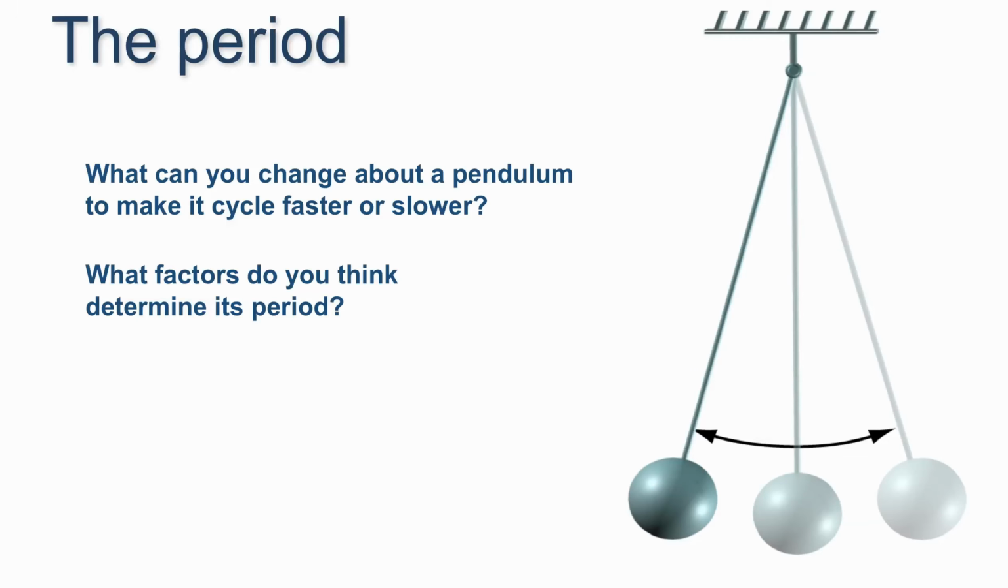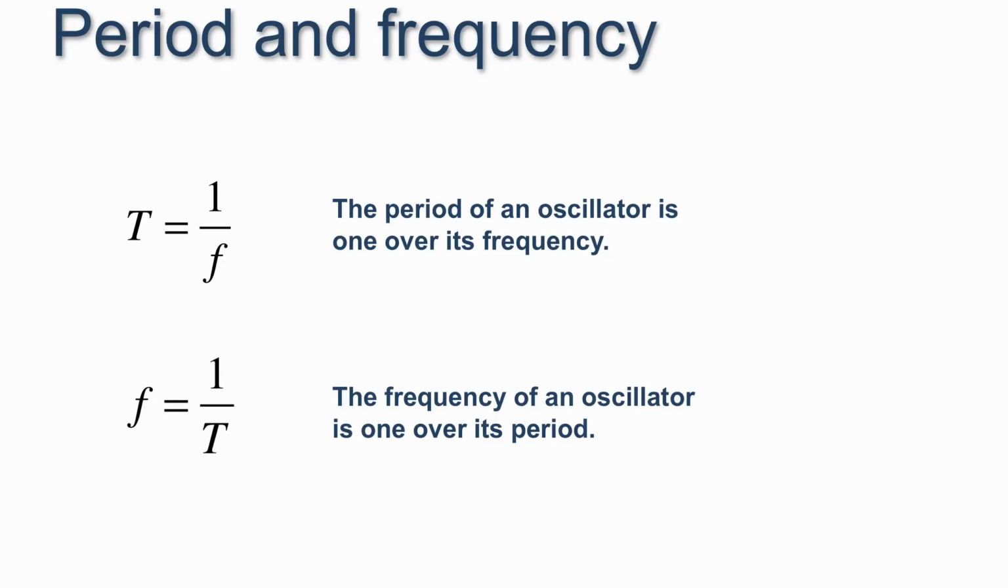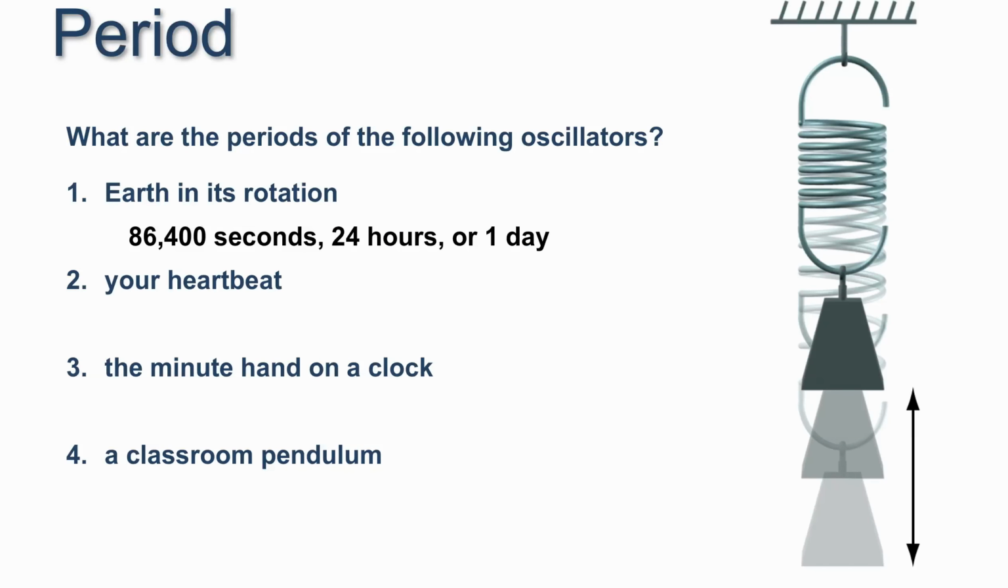Do you think that changing its mass would affect that? What about the length? So just to flash back again, what are the definition of the period and the frequency? We can look at the period of different kinds of oscillations. So the Earth, in its rotation, that just means the length of one day, is 24 hours, or about 86,000 seconds. Your heartbeat, what's the period of your heartbeat?